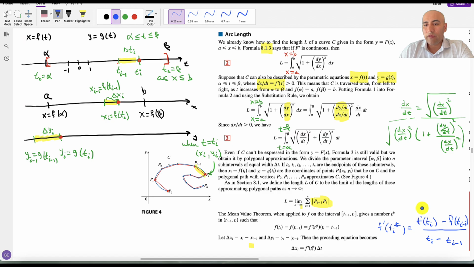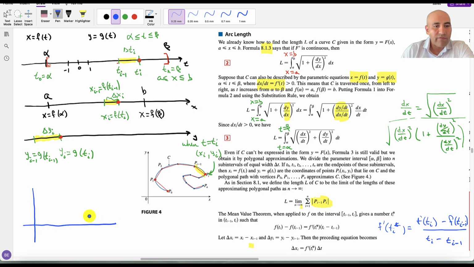Remember, what the mean value theorem tells us is that if we have a function that's continuous on a closed interval, we could take the two endpoints on the closed interval and connect them through a secant line, find the slope of that secant line, and there is at least one point t sub i star within that interval such that f prime of t sub i star is equal to the slope of that secant line. All right, really briefly, what I just said was this.